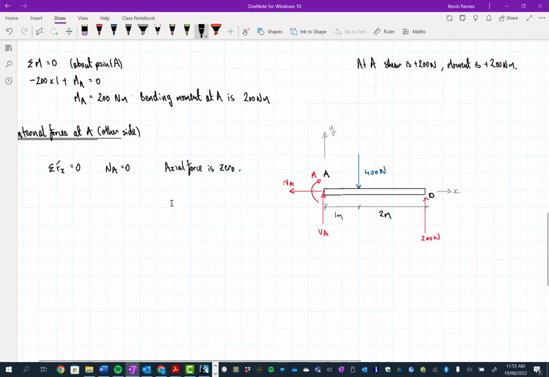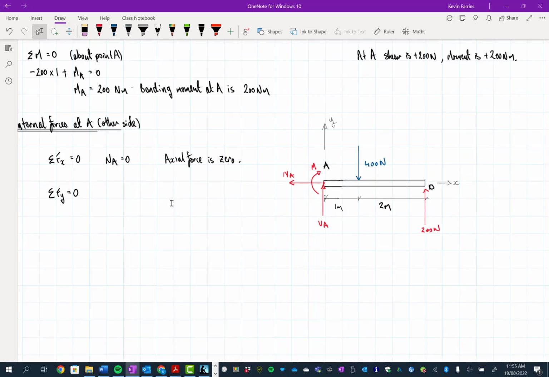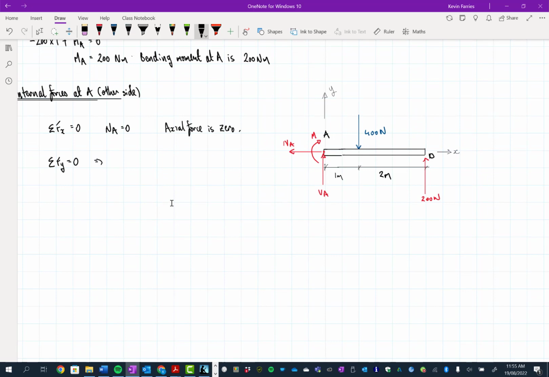Next, the sum of the y components must also be 0. What have we got this time? So what y components have we got? Well, we've got this shear force here. We've got applied load here, and we've got a reaction here. We're going to do everything about this point A. So let's just figure that out.